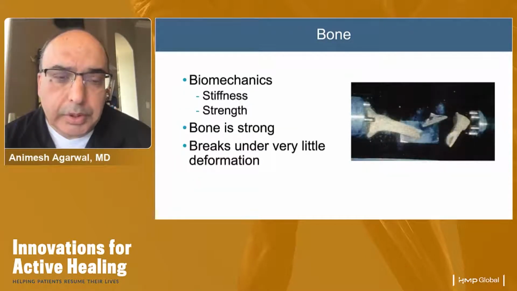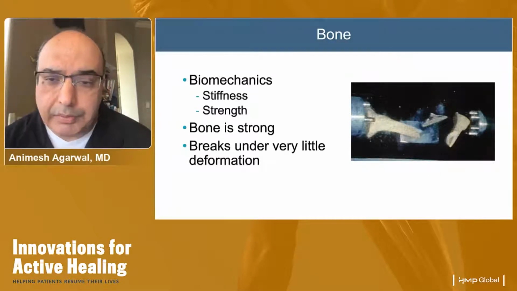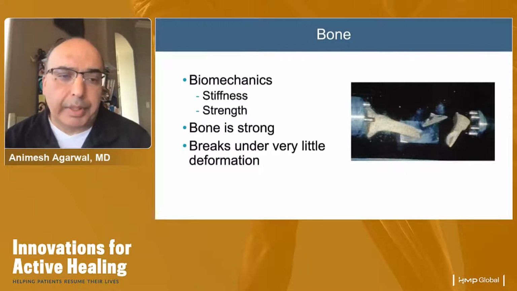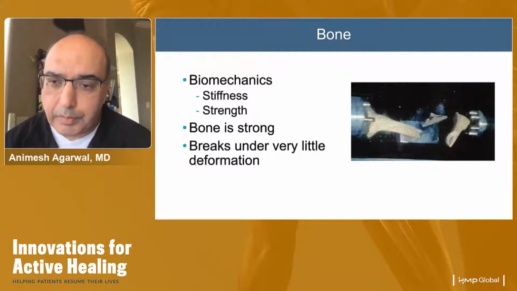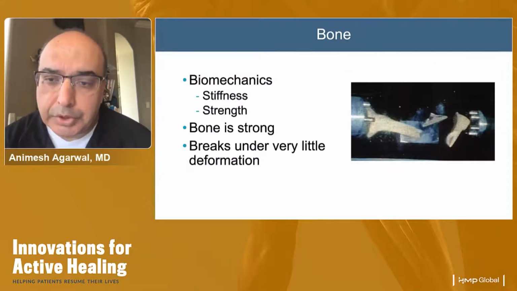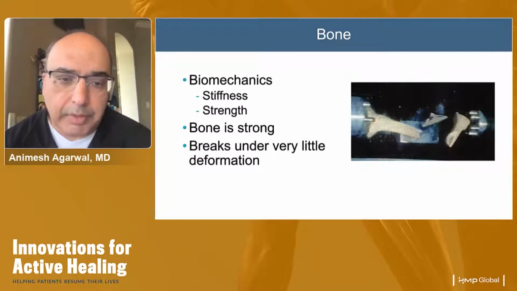In addition to metabolism, obviously bone is a mechanical structure that is very strong. It has high stiffness and high strength, but it only takes very little deformation for bone to break. This is just an example here of a tensile machine pulling a bone apart and resulting in fracture of that particular bone.